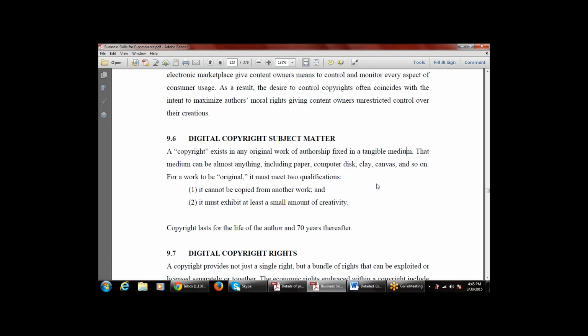And it must exhibit at least a small amount of creativity. That is, there must be creativity in the subject matter that is applicable for digital copyrights.